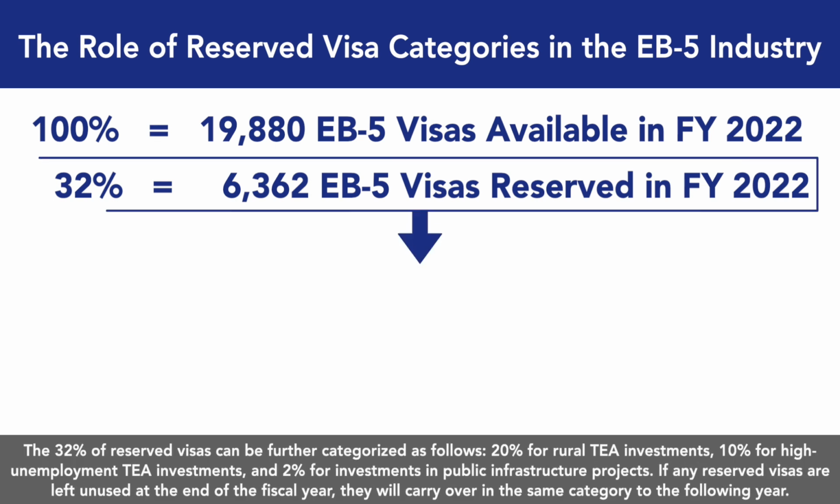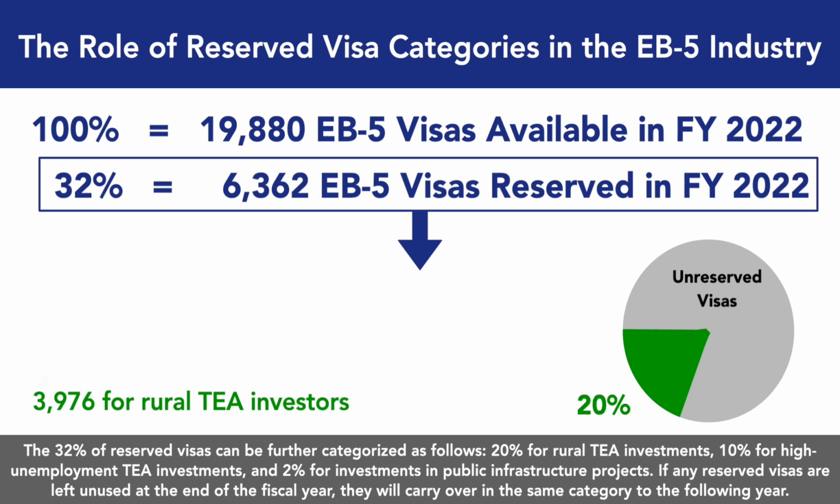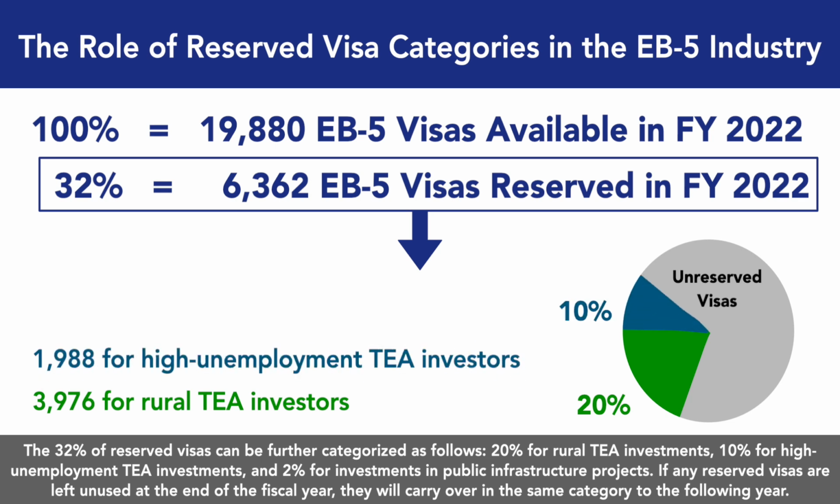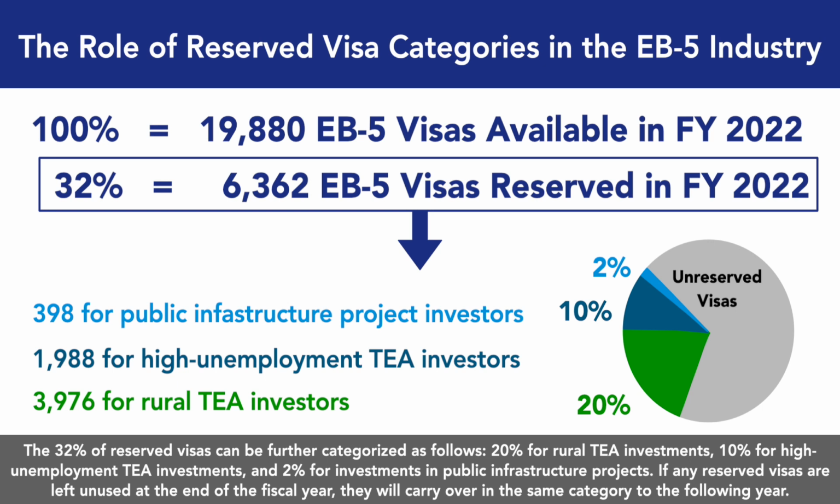The 32% of reserved visas can be further categorized as follows: 20% for rural TEA investments, 10% for high unemployment TEA investments, and 2% for investments in public infrastructure projects. If any reserved visas are left unused at the end of the fiscal year, they will carry over in the same category to the following year.